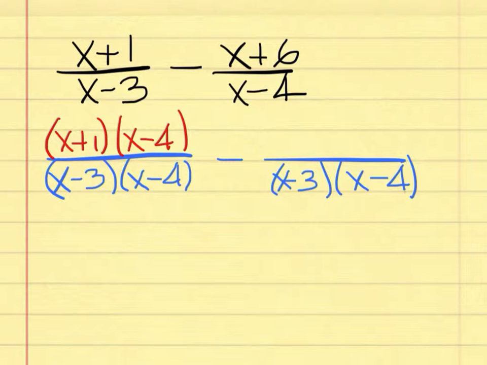How do I find this denominator over here on the right? Rayburn. That's right. It'll be x plus 6 and then times x minus 3.